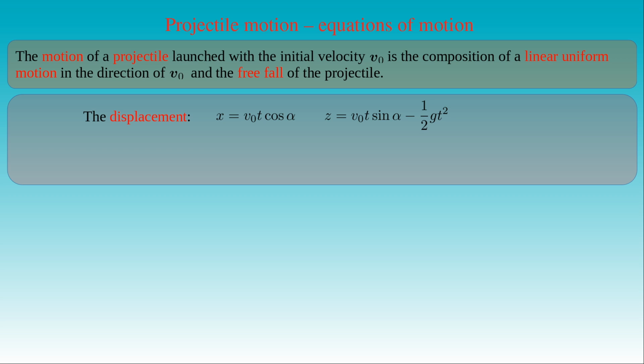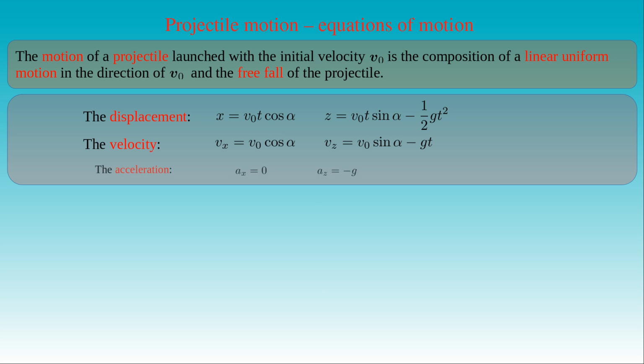The derivatives of these equations with respect to the time t give the components of the velocity of the projectile. The x-component of the velocity is given by v0 times cosine alpha, and its z-component is equal to v0 times sine alpha, minus g times t. In the horizontal direction, we have the horizontal component of the initial velocity vector v0. In the vertical direction, we have both the vertical component of the initial velocity and the instantaneous velocity due to the free fall of the projectile. The derivatives of the velocity components of the projectile with respect to the time provide the components of its acceleration.